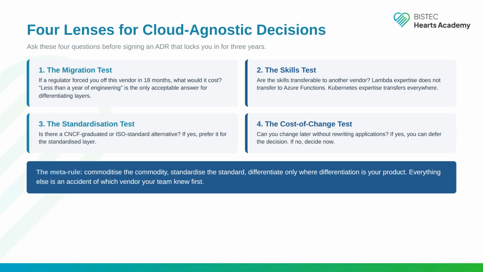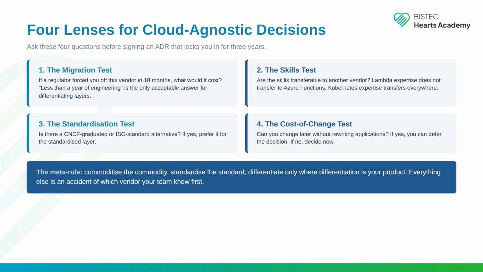Before you sign an ADR that locks you in for 3 years, run it through 4 lenses. Lens 1, the migration test. If a regulator forced you off this vendor in 18 months, what would it cost? If the answer is less than a year of engineering, it is acceptable lock-in for the differentiating layer. If the answer is more than 2 years, the lock-in is too costly.